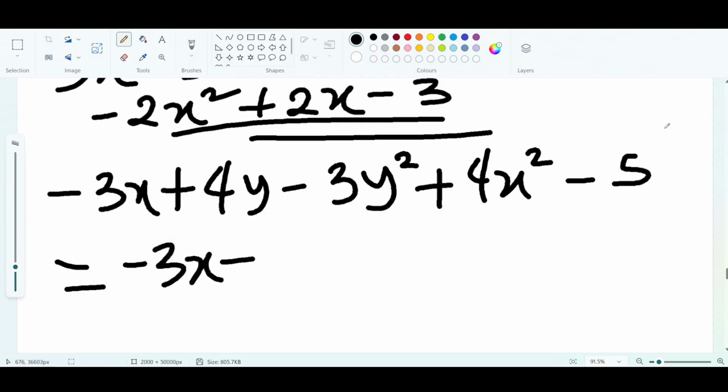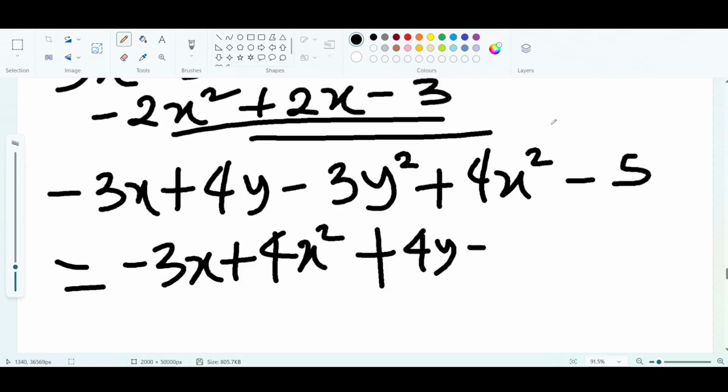We don't change anything. We can only arrange, or probably we just put the ones with x on one side, while the ones with y on the other side. So we can just say 3x plus 4x squared, if you like. Just rearrange. It doesn't change anything. We can rearrange and mix everything up the way we like, that is, put any term which is on the front to the back or to the front. It does not change anything. So 4y minus 3y squared minus 5. So it's just rearrangement, and that's the final answer.